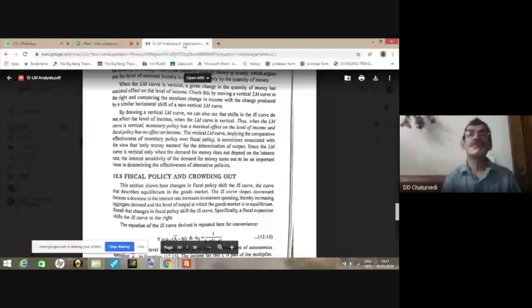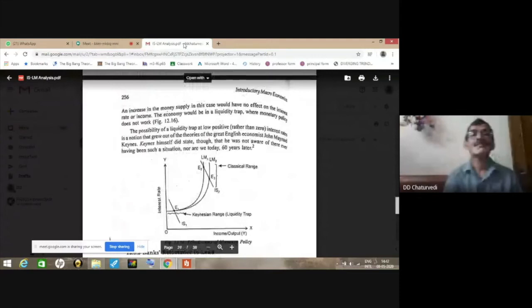And when we draw the vertical LM curve, we will find that in case we apply monetary policy, the LM curve will shift to the right, for which you can go to page number 256. When we apply monetary policy, the LM curve will shift to the right, and there will be a fall in the rate of interest and a rise in the level of income. So monetary policy is effective in the classical range, and is not at all effective in the Keynesian range.